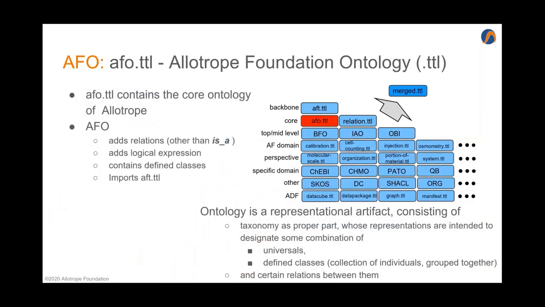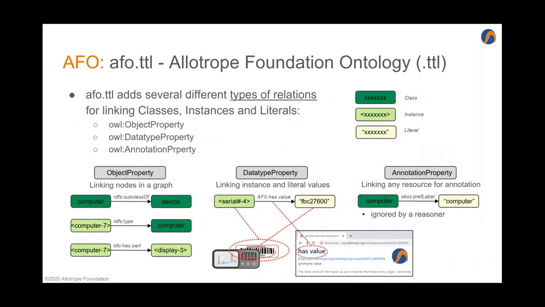At the core, we have the AFO Turtle file that contains the core ontology of Allotrope. It adds relations. If you remember, the taxonomy has only the is-a, which is subclass. So the AFO adds relations, adds logical expressions, and contains defined classes. We didn't touch defined classes, but practically it's a collection of individuals grouped together. And it imports the taxonomy. So let's look at the types of relationships for linking that the AFO adds to the ontology.